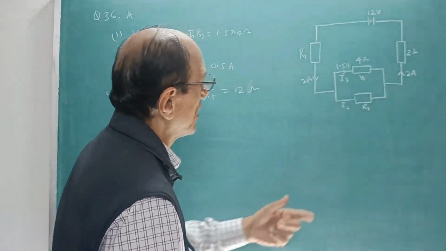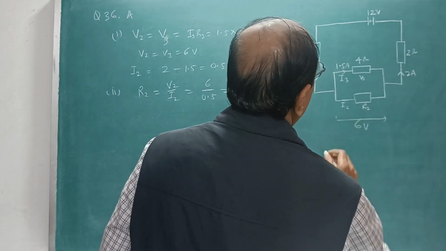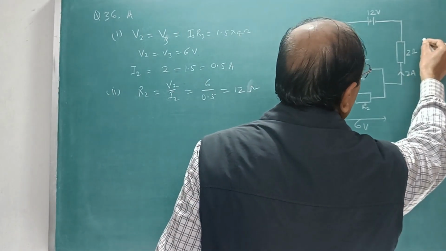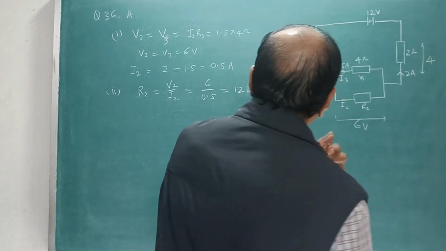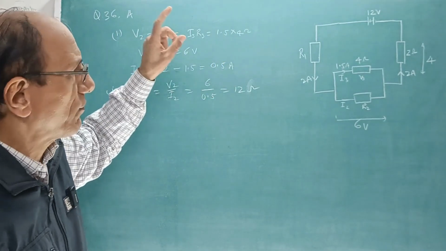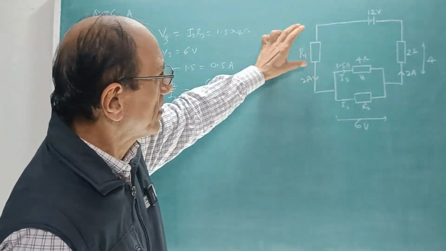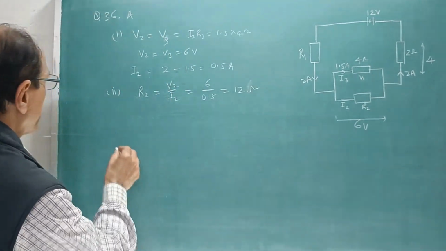So here it is 6 volt, and how much voltage will be here? That is 2 into 2, 4 volt. So part third is value of R1. So we need this R1. So first for that we have to find the voltage here. So part 3.